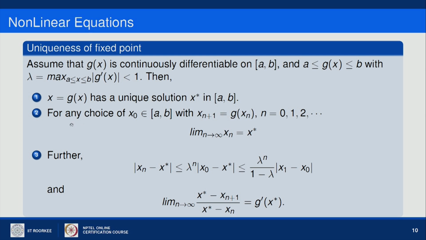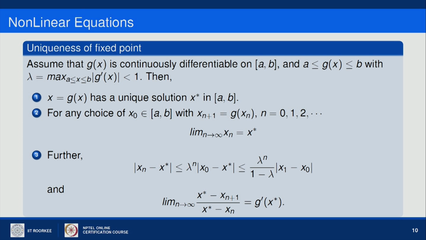The other result is that for any choice of x0 in this interval a to b, with x n plus 1 equals g of x n, n equals 0, 1, 2, etc., the sequence x n will converge to this unique fixed point. Further, the absolute value of x n minus x star will be less than or equal to lambda raised to power n times |x0 minus x star|, because one lambda factor is added in each iteration.